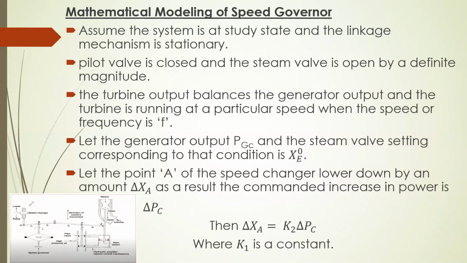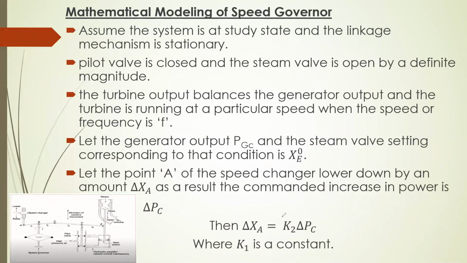So we have to start from the speed changer position. Whenever the speed changer position delta XA changes, delta XE changes, and so on. As this A changes, the input power will also change. The input power I am considering as speed changer power delta PC. XA was at a standstill condition, so it is taking a new value. The change between the two values, previous and present, is nothing but delta XA. This value changes the change in power also.